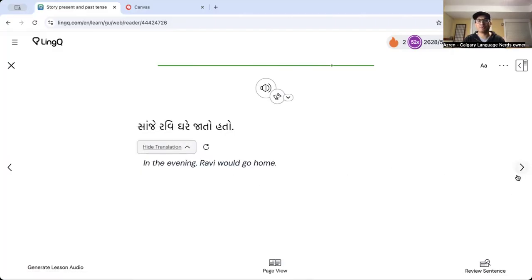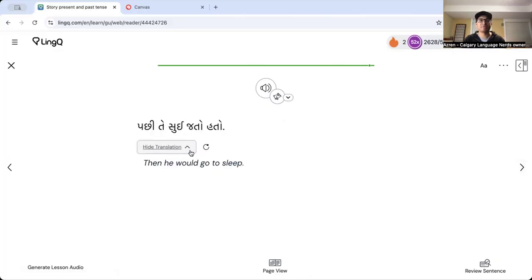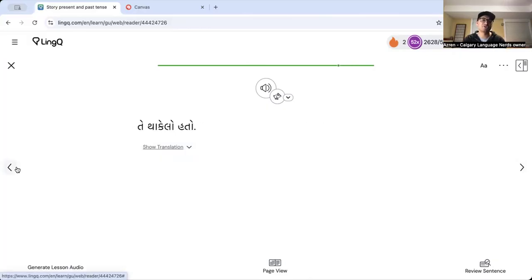In the evening, Ravi would go home. He was tired. He would talk with his family. He would rest a little. At night, Ravi would eat dinner. Then he'd watch TV or read a book. He was happy. Then he'd go to sleep. Okay, so that's number one. Just translate from English back into Gujarati. Start with that.